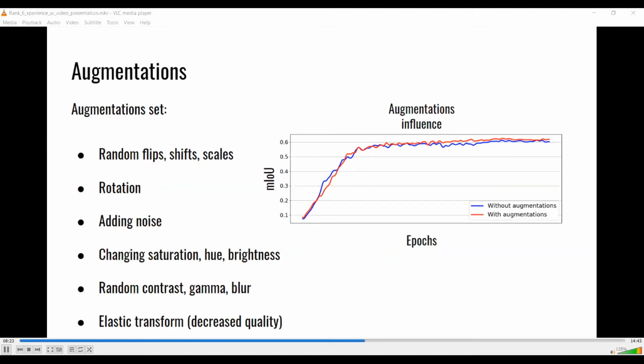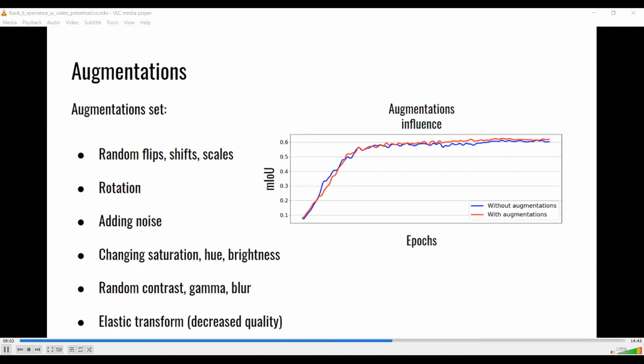We used quite a standard set of augmentation techniques: random flips, shifts, scales, rotation, adding some noise and changing saturation, hue, brightness, contrast. We added extra blur and gamma. The most interesting situation was with the elastic transform. This augmentation led to significant decrease in quality. We think that this is because after the augmentation, cell shapes are deformed, and therefore it becomes difficult for the neural net to distinguish them. Model learns to find cells of a certain form, and the elastic transform just adds a mess.